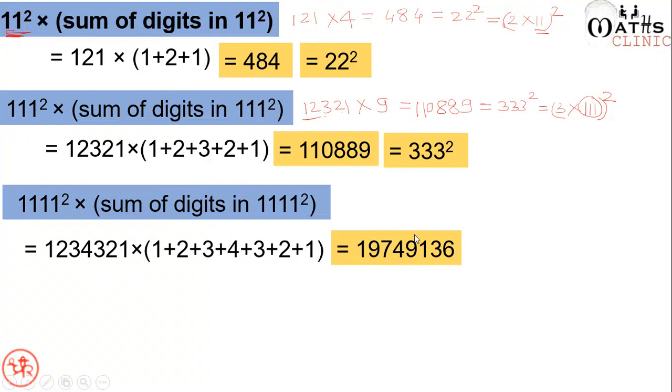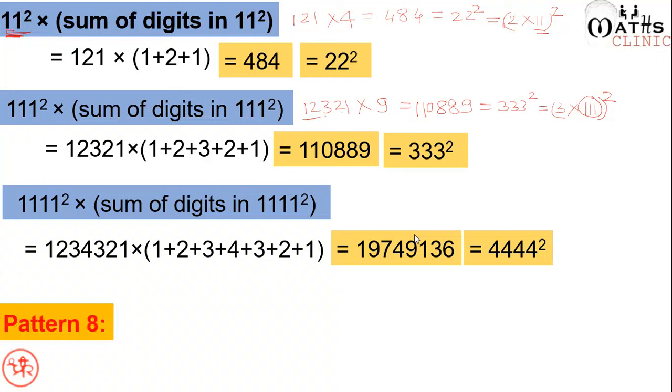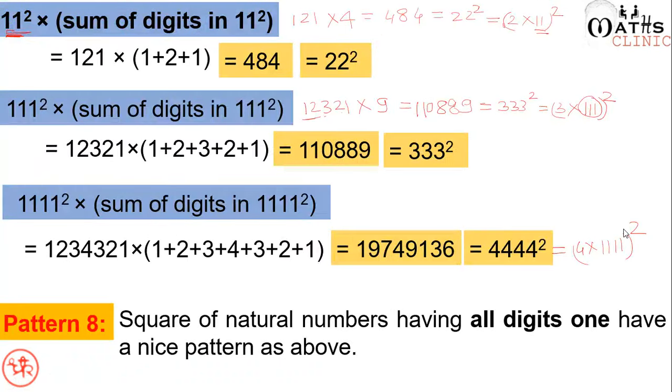It is the square of 4 times 3. 4 times 4, sorry. 4 times 4. Okay, and which can be written as 4 multiplied by 4 times 1? It can be written as 4 multiplied by whole square. Is that clear? So what is the pattern now? Pattern is square of natural numbers having all digits 1 have a nice pattern as above.